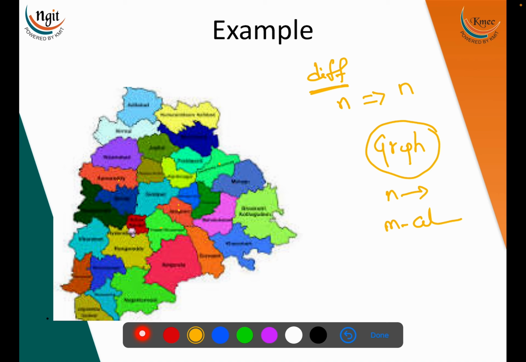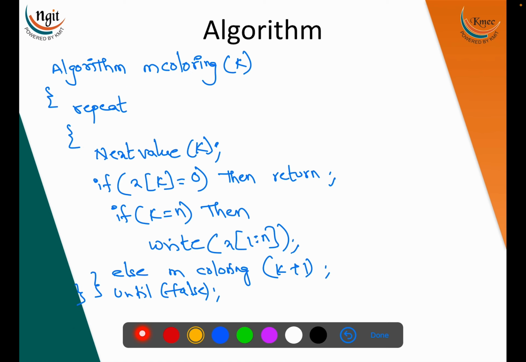When you are given n vertices, let us suppose I have 33 vertices. Then I can take a maximum of 33 colors, where it is a little bit costly, right? But we can take a limited number of colors. So that is what the m coloring decision problem is. Now we'll take an algorithm to understand this m coloring problem.